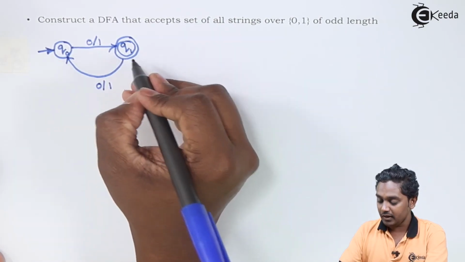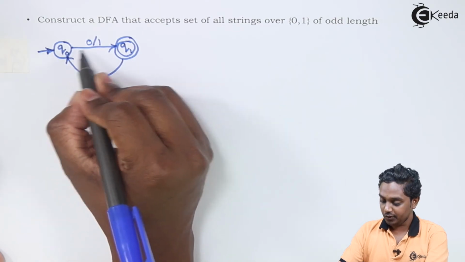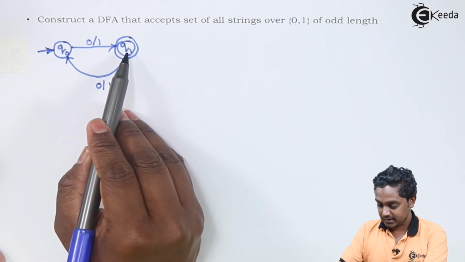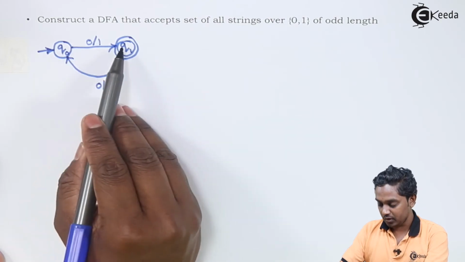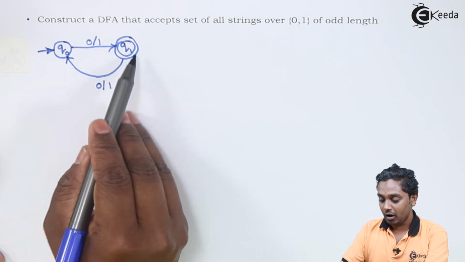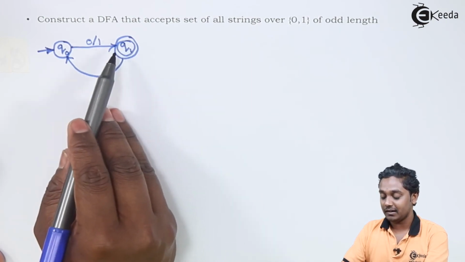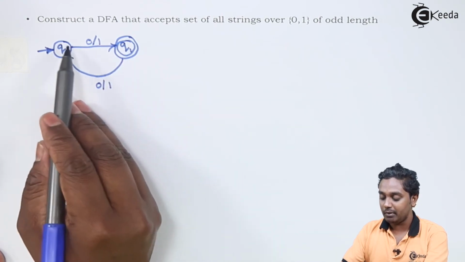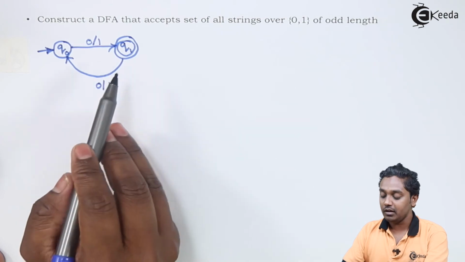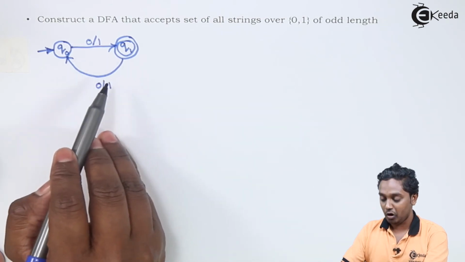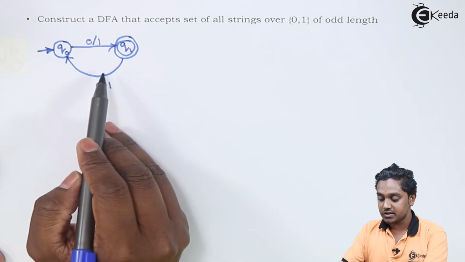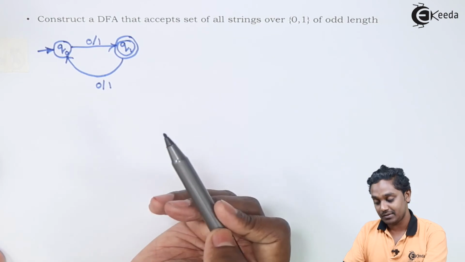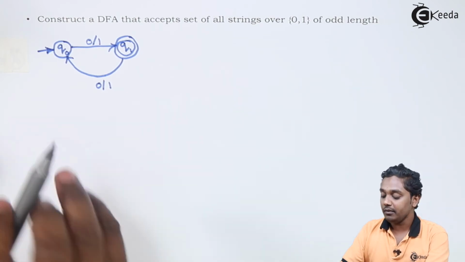You see this? Now let's say the input string is 001. So 0 has a transition from Q0 to Q1, then 0, then 1. You see on length 3 you're going again to a final state. Let's say 0001. On 0, 0, 0 and 1 you'll come back to a non-final state. Now this is a DFA where the set of all strings having odd length end at Q1 and the set of all strings having even length end at Q0. That means all odd length strings will be accepted and all even length strings will be rejected.